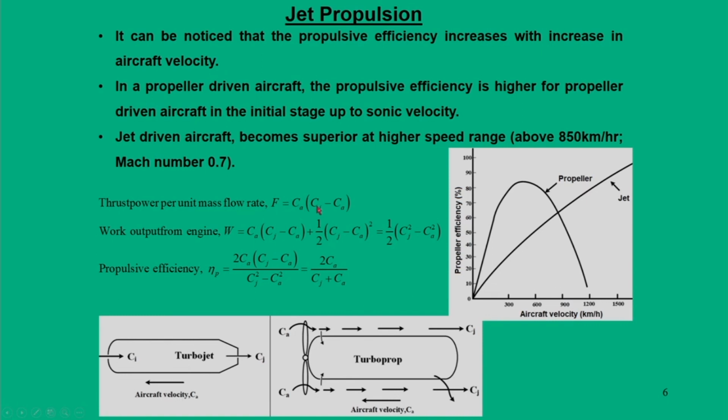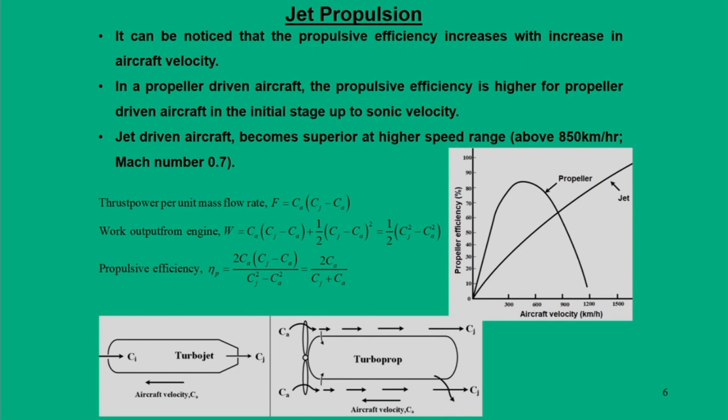is equal to Ca times (Cj minus Ca), so that the work output from the engine becomes W, which is nothing but half (Cj square minus Ca square). So, you can say propulsive efficiency can be defined by 2Ca divided by (Cj plus Ca). Now, one interesting thing that we can see here is that the propulsive efficiency increases with aircraft velocity. So, with an increase in the aircraft velocity, the propulsive efficiency increases.